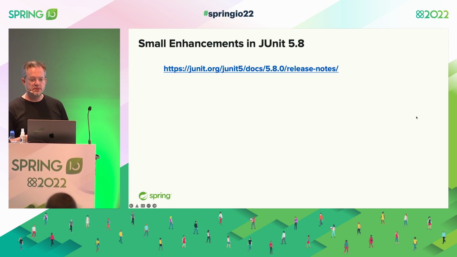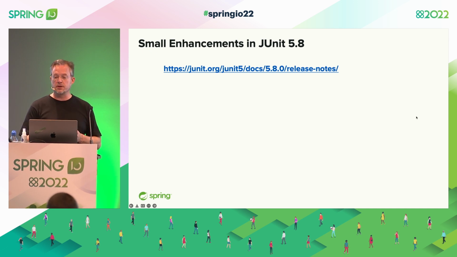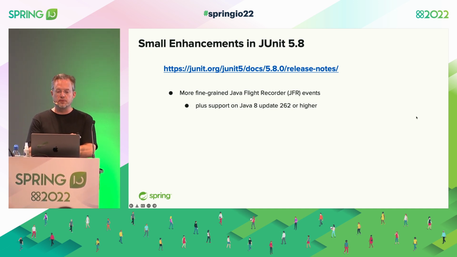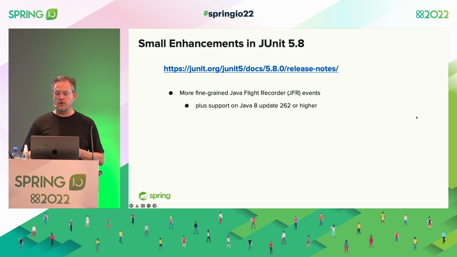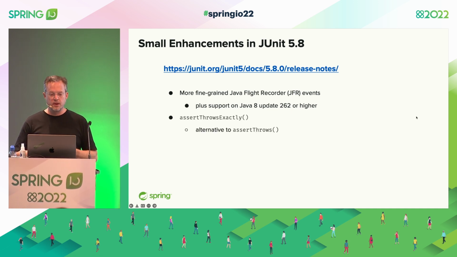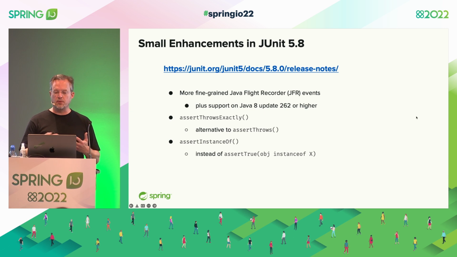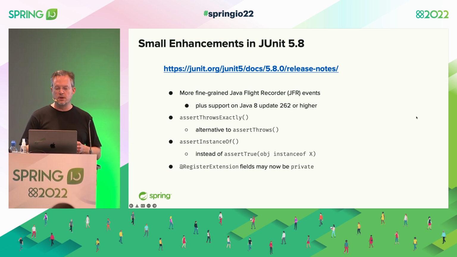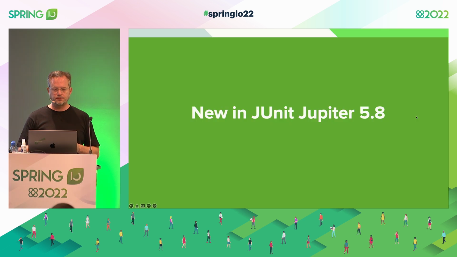Now some small enhancements. If you want to know more details, you can always check out the release notes. Here's a link to the 5.8.0 GA release notes. One thing we added is more fine-grained support for Java Flight Recorder, JFR events, and adding support for Java 8 if you're on update 262 or higher. In the assertions, we have assertThrowsExactly as an alternative to assertThrows, and assertInstanceOf, instead of writing assertTrue and then checking or providing your own instanceof check. And one minor detail, @RegisterExtension fields are now allowed to be private.